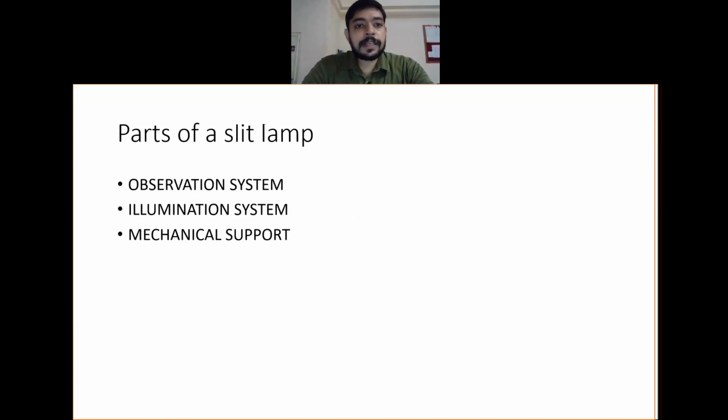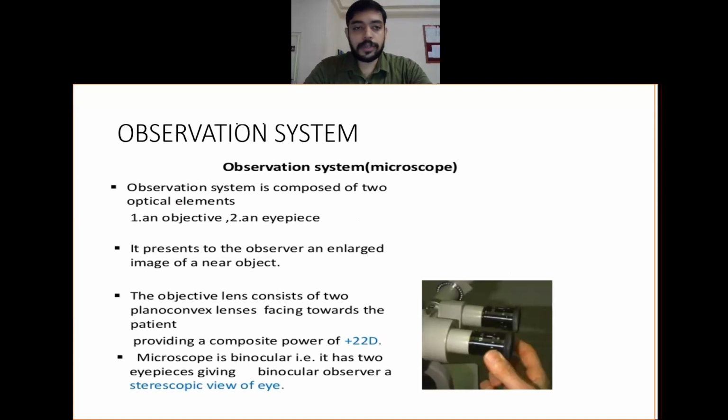So the parts of a slit lamp are the observation system, the illumination system and the mechanical support. In the observation system, we already said that it's a compound microscope, so we have an objective lens and an eyepiece lens. The observation system is composed of two optical elements, an objective and an eyepiece. So it presents to the observer an enlarged image of a near object.